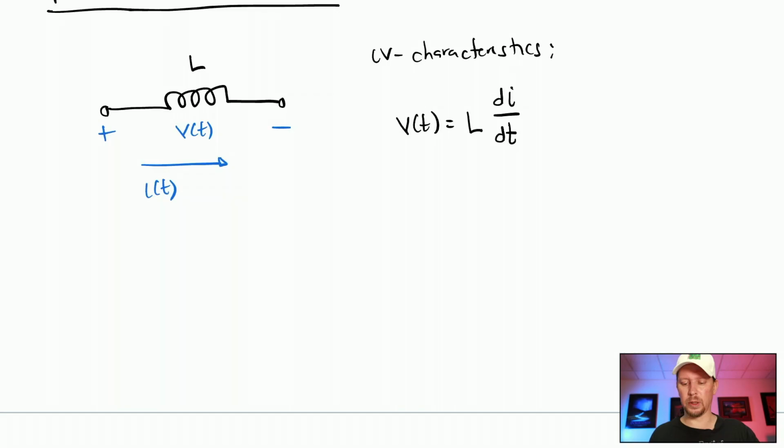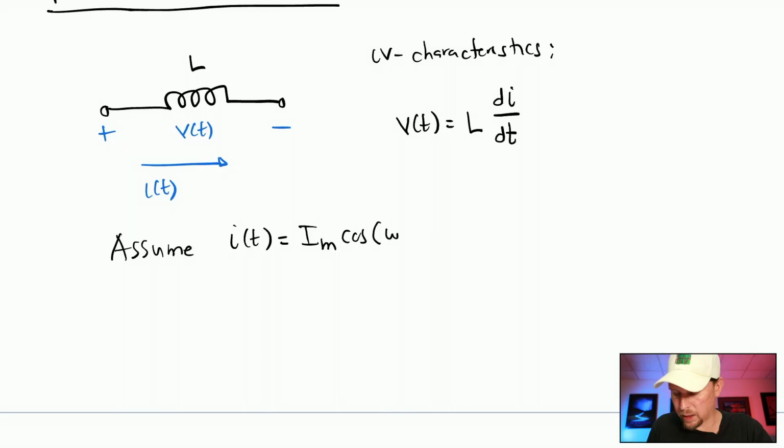But since we are working with sinusoidal sources, let's assume that the current that exists in this inductor is sinusoidal. So it has a magnitude, I sub m, and it is the cosine of omega t plus theta sub I. The I is just there to remind you that this is the phase constant for the current.